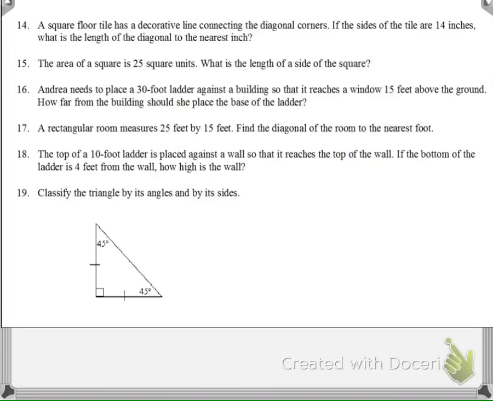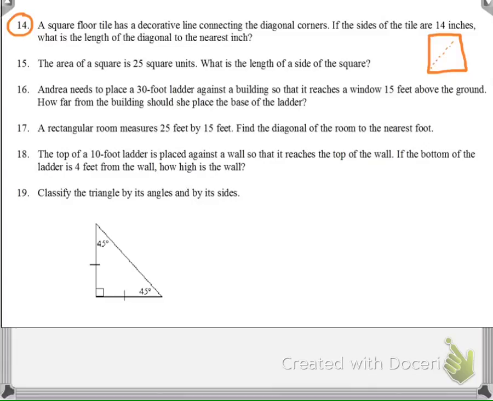Alright. Now let's look at number 14. Okay, number 14 says you have a square tile that has a line connecting the diagonal corners, which seems pretty much like the last problem. Okay, if the sides of the tile are 14 inches, what is the length of the diagonal? Okay, so we've got a square.